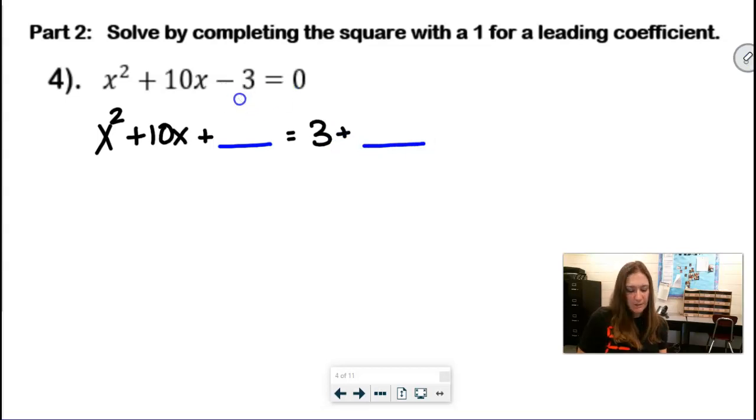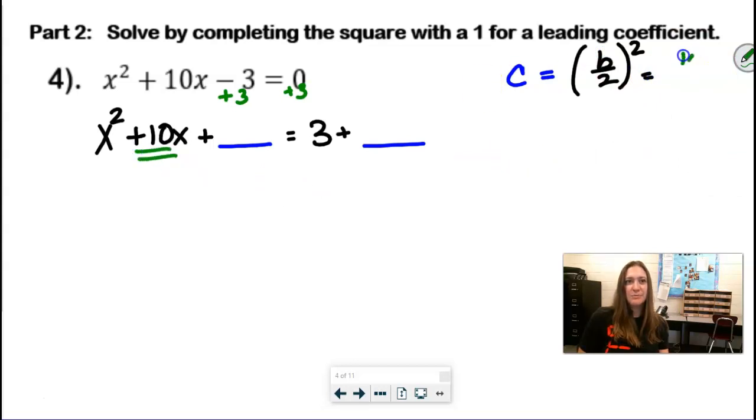I'm going to change colors on this. I don't want to confuse my readers later. We added 3 over here. Okay, so what goes in that blank, that's that finding the C thing, all right? So C equals, remember the formula was the quantity b over 2 squared. So for this question, the b value is this positive 10.